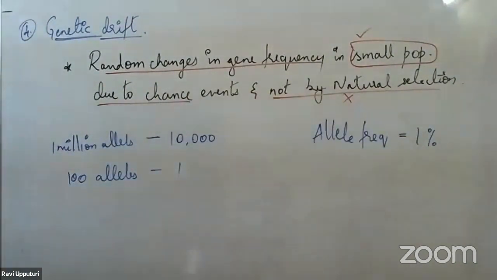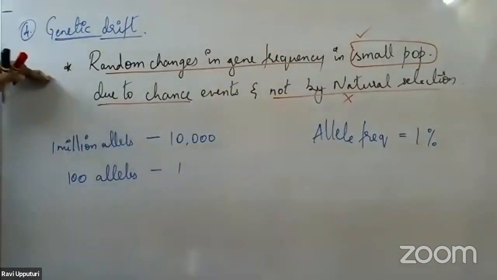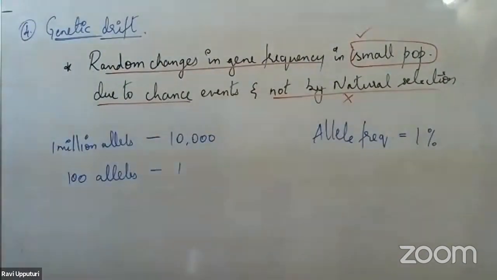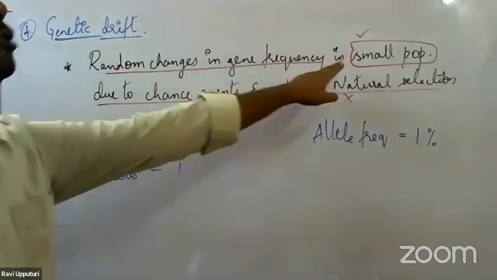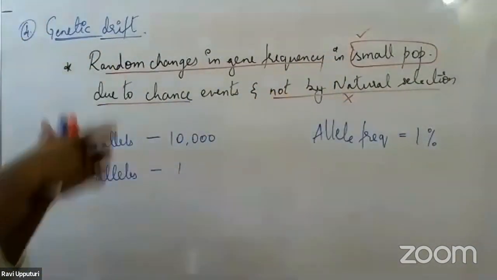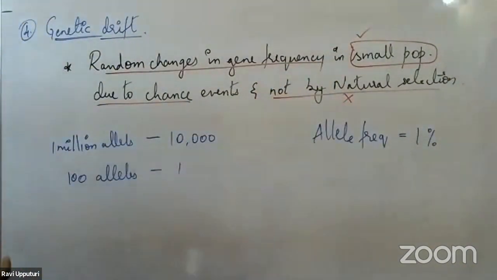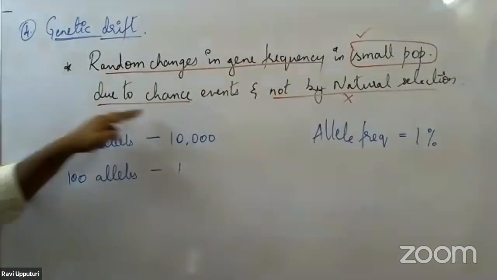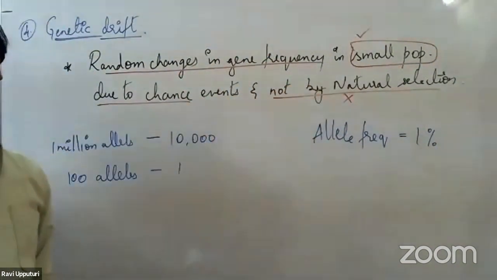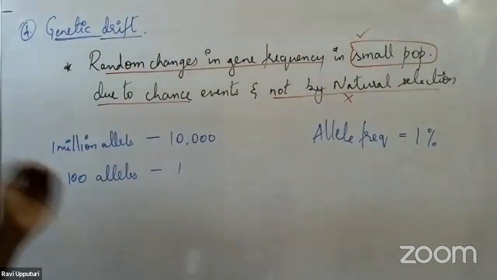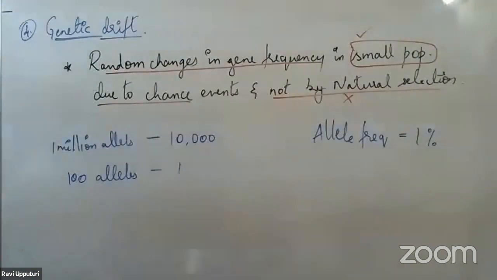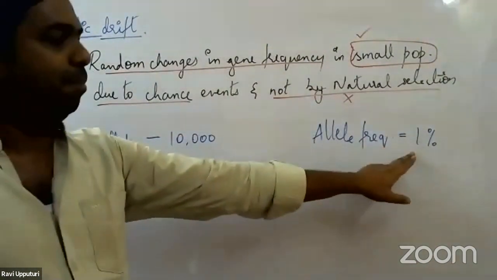Getting it? Right? So we are trying to explain the concept of genetic drift. What did we say genetic drift is? It is random changes that occur in the gene frequency in a small population. Why are we taking a small population? Through this you'll get a clear picture. In a small population, due to chance events and not by natural selection, it is called genetic drift. Now, let us assume that in a particular population, there is one gene having two alleles, and the allele frequency of one particular type of allele is 1%.